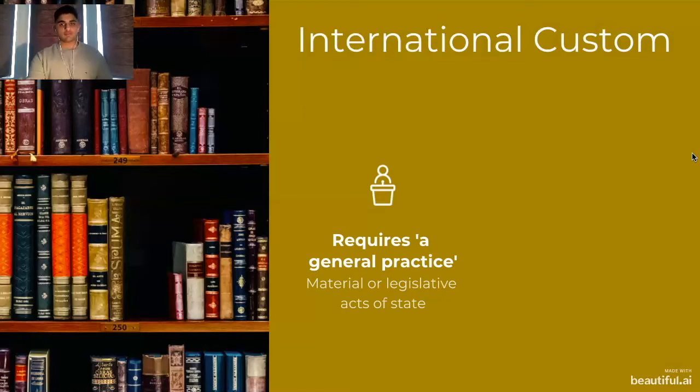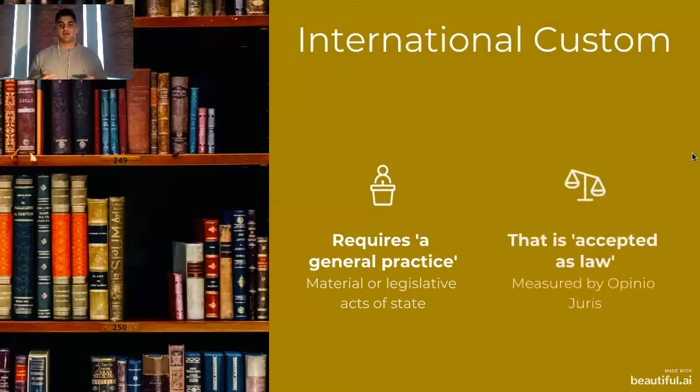Now, on top of general practice, you also need the general practice to be accepted as law. The way you measure this is through this thing called opinio juris. There are a lot of acts of states, or acts that governments do, which they do often, but they don't regard as law. Let's say, for example, rolling out the red carpet for foreign diplomats to come in. That's a very important custom. It's a general practice, it's a material act, but neither the state who steps onto that red carpet nor the one that rolls it out regards this as being bound by law. That would just be silly.